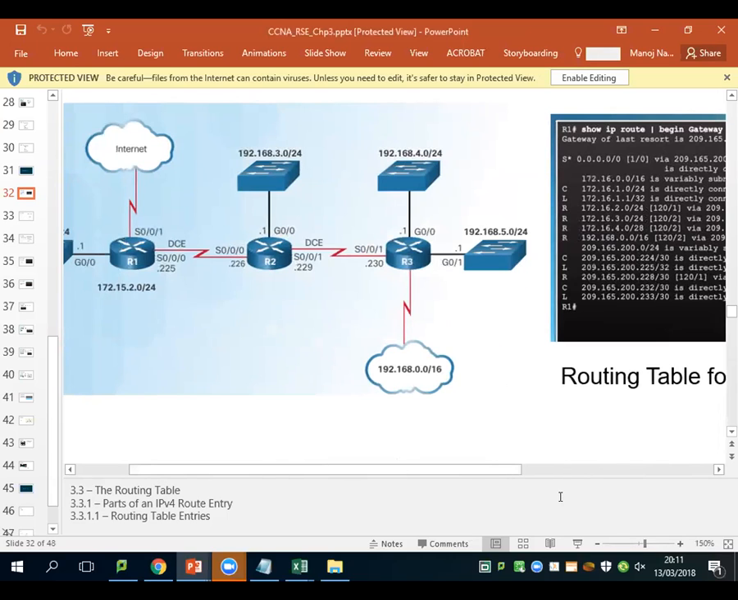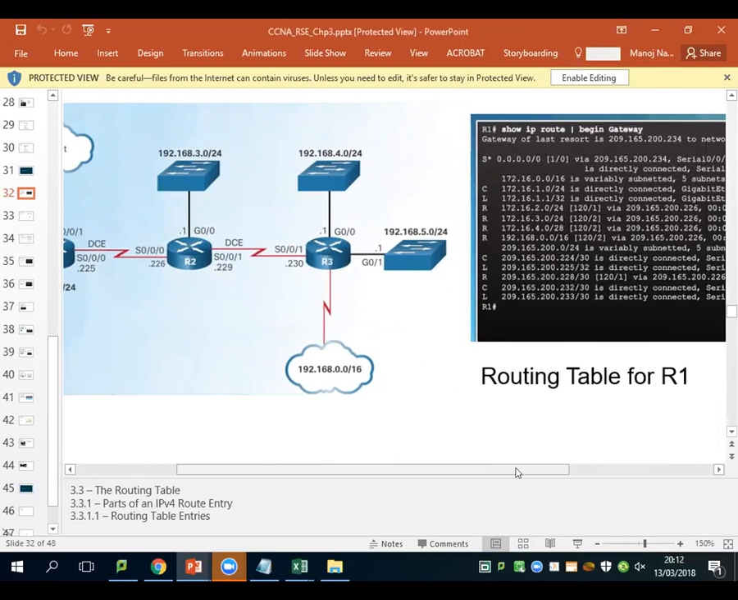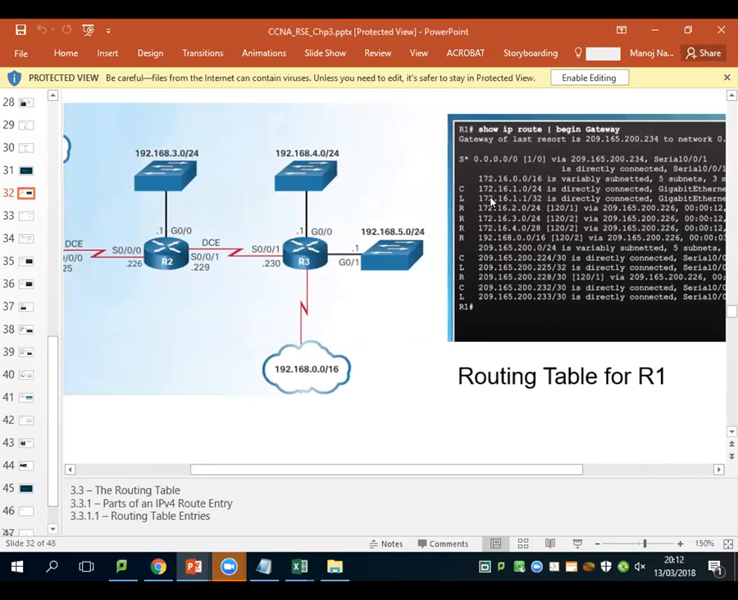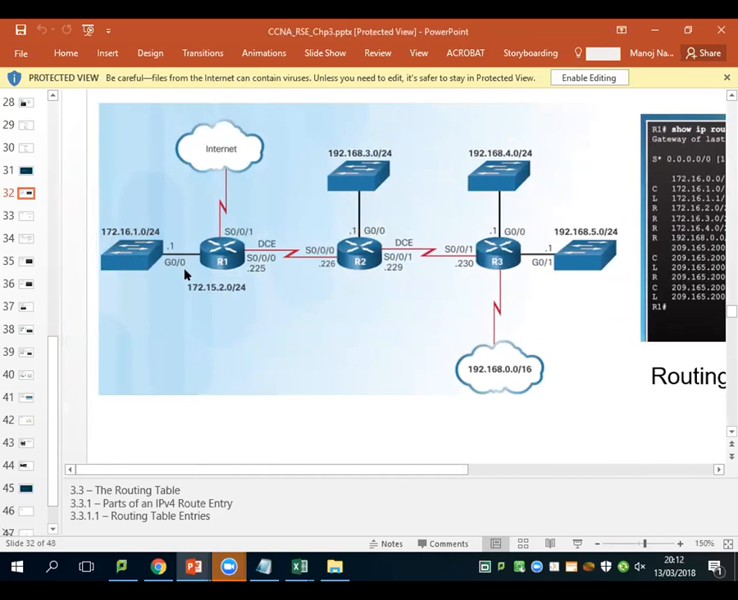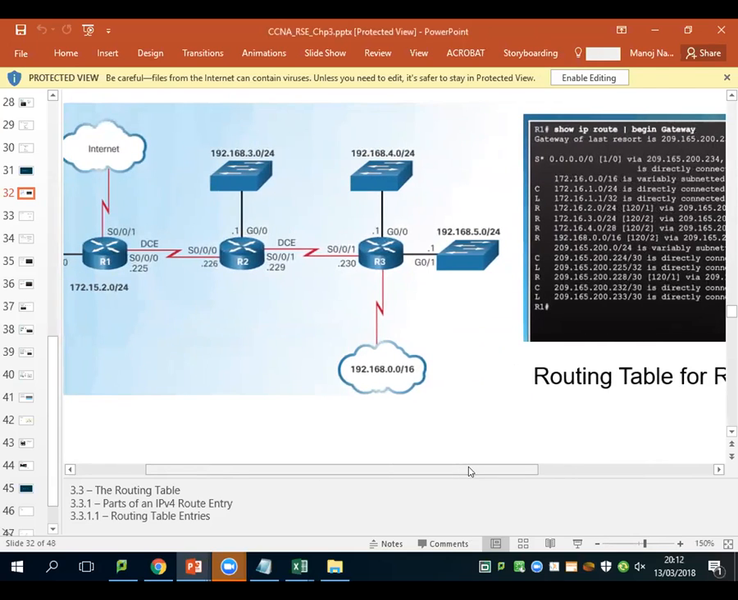Now, just to decipher some of this, I'll take a line of it out. 172.16.1.1/32 is directly connected on R1, GigabitEthernet 0/0. Let's look at that one. So 1.1 is right there, at that point there.